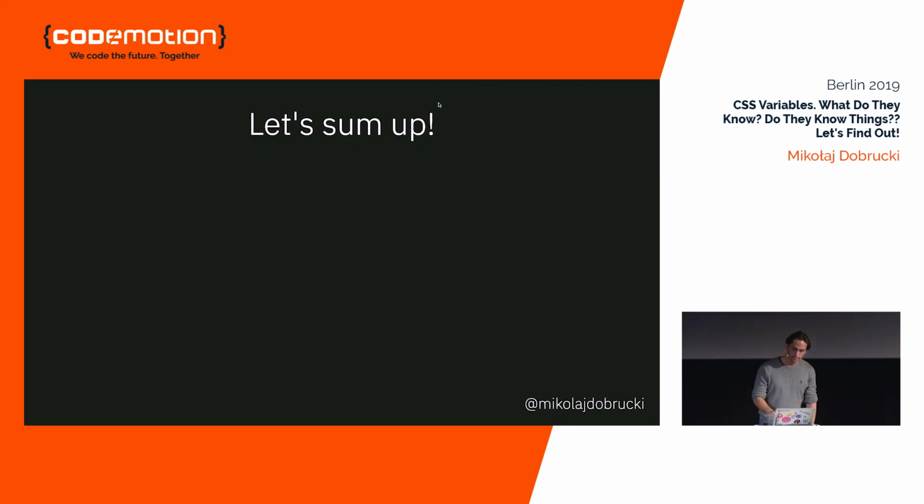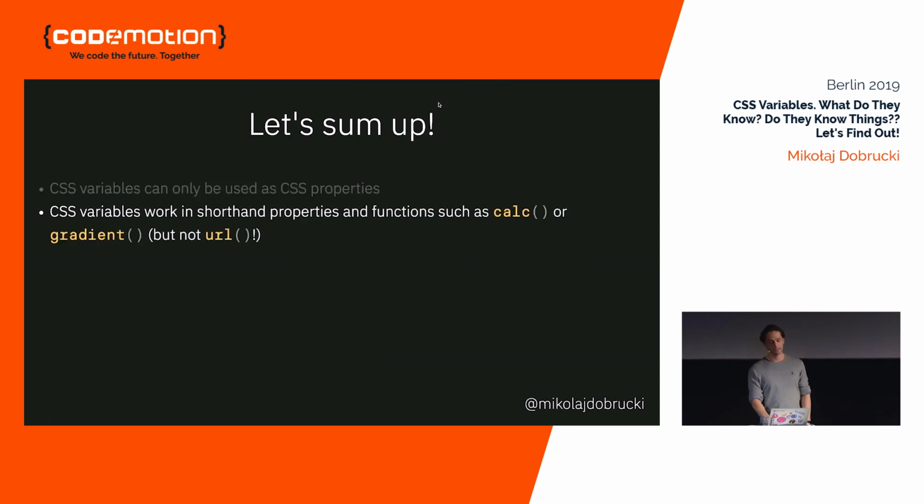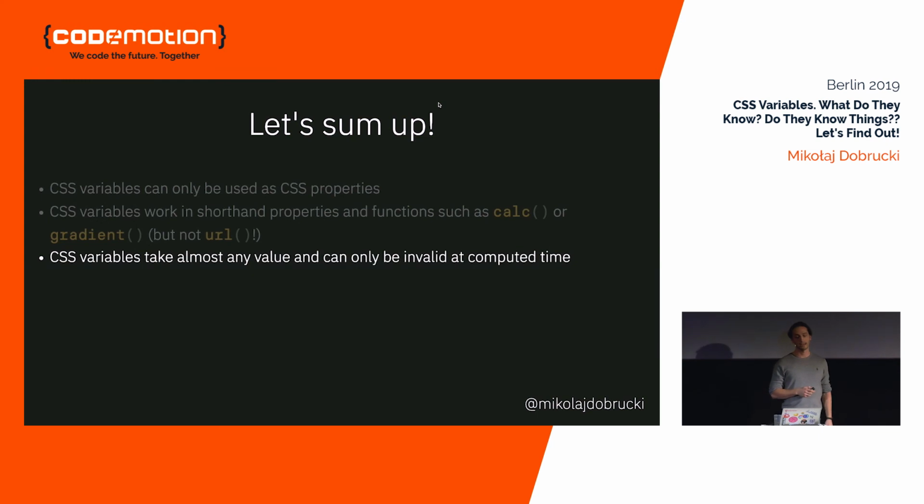All right, let's quickly wrap it up. So yeah, CSS variables can only be used for CSS properties. And they work very well in shorthand properties and also in functions. For example, calc functions or gradient functions, but unfortunately not for URL functions. And syntax is super permissive. You can use almost any value as CSS variables.